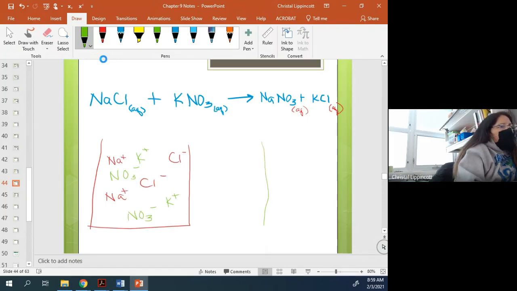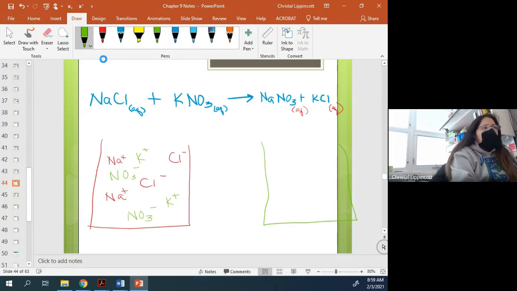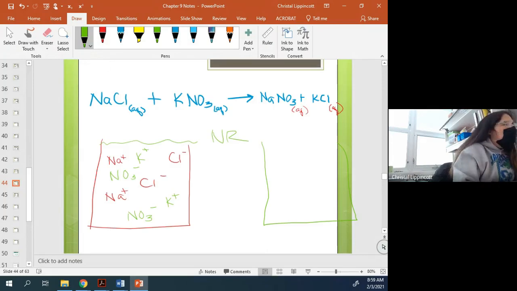If I go over here to my product side, these all remain aqueous. So everything's still going to be floating around just like it was over here. Nothing's changed. We've swapped partners on paper, but that's it. In the beaker of water, nothing has changed. And so because of that, we consider this a no reaction because there's nothing that's taken place. That makes sense? All right.